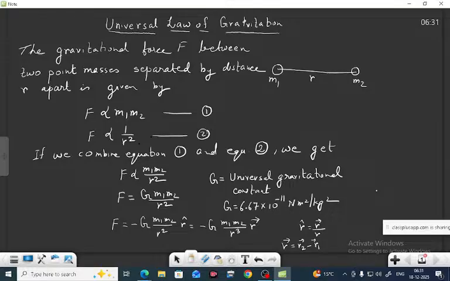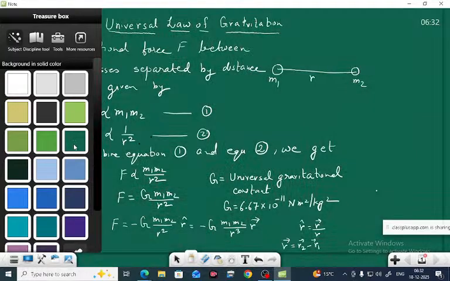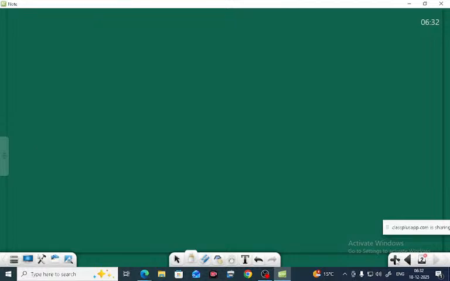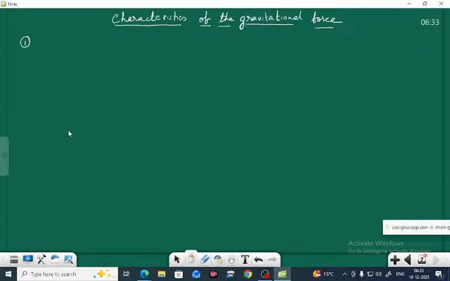Now we learn other things also, that is, what are the various characteristics of gravitational force. Now we learn about the characteristics of the gravitational force. We'll see what are the various characteristics of gravitational force. Number one, these are the few characteristics of gravitational force.